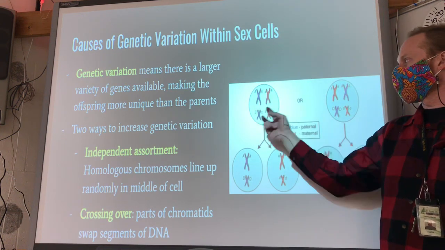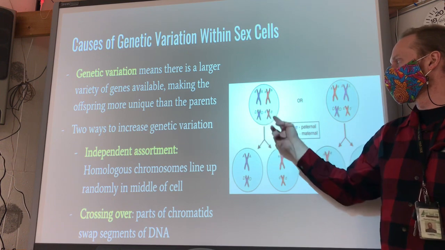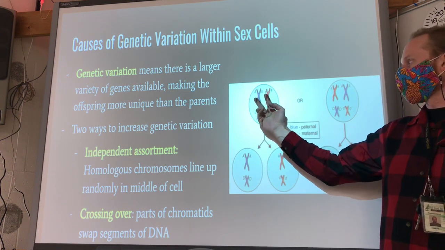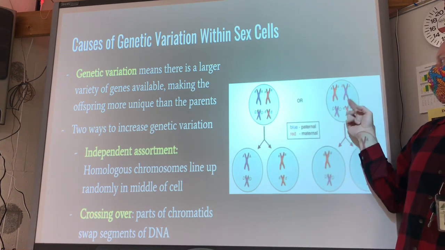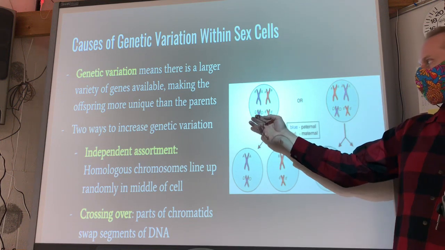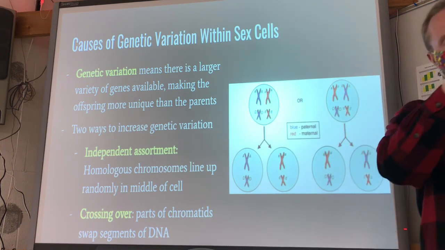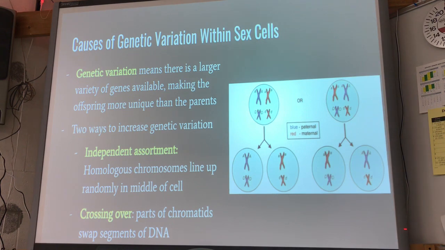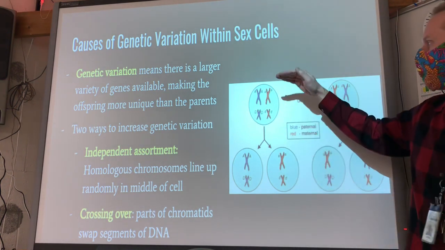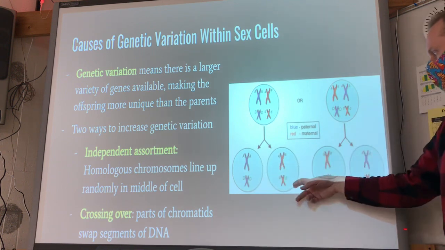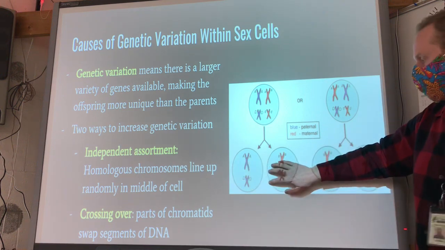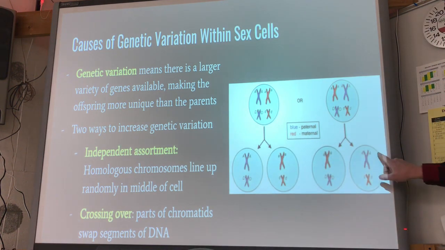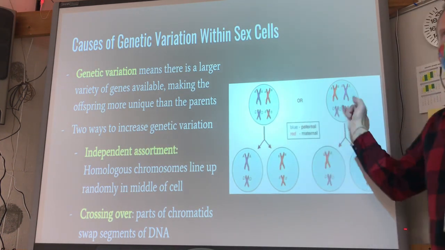Independent assortment says that these 2 lining up like this are independent of these 2 lining up like this. It's a flip of a coin, whether it goes heads, tails is independent of whether it goes tails, heads. It could be this, or it could be this. Every time those chromosomes line up in the middle, it's random, it's independent of the previous time. Now what's going to happen is these homologous chromosomes are going to separate, and if this was a sperm cell, and this was a sperm cell, and this was a sperm cell, and this was a sperm cell, these four are all genetically different from one another because of how these chromosomes lined up here.